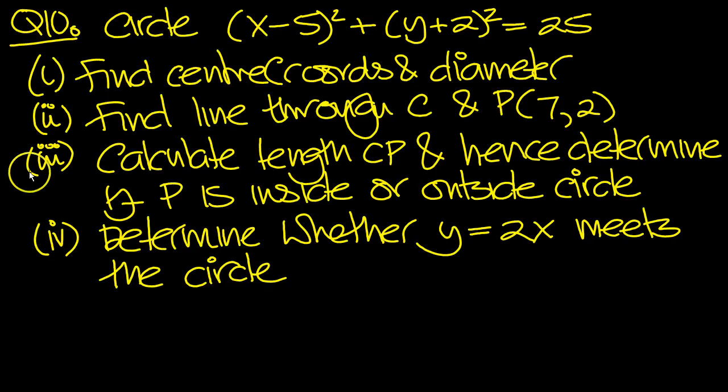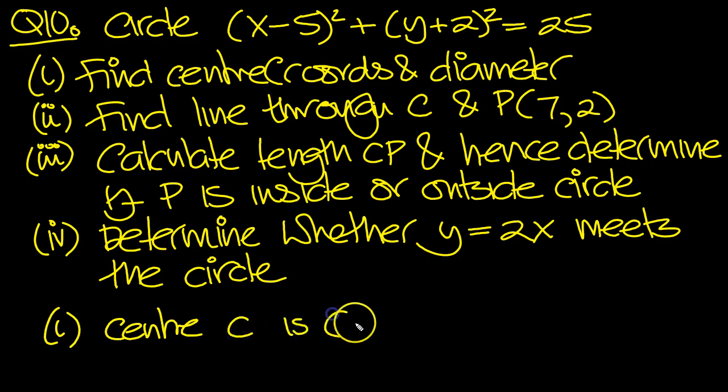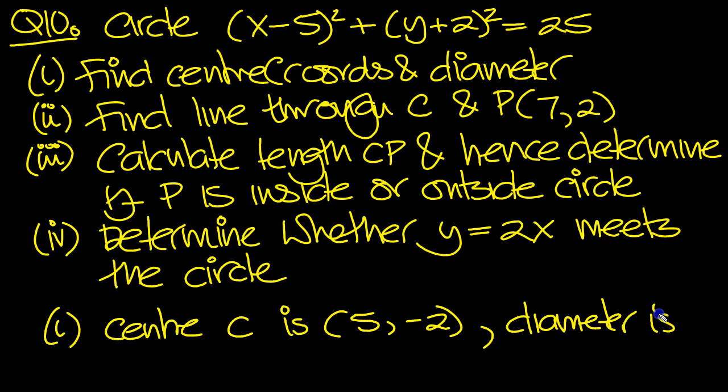So let's have a look at this then. Here we go. So here's the question in summary form. The first thing is to find the centre and the diameter. Well, the centre is at (5, −2). C is at 5 as the x coordinate, and the y coordinate will be −2, won't it? So there's our centre. Diameter: well, the radius would be this square rooted, which is 5, so the diameter is 10 centimetres, or 10 units, isn't it?